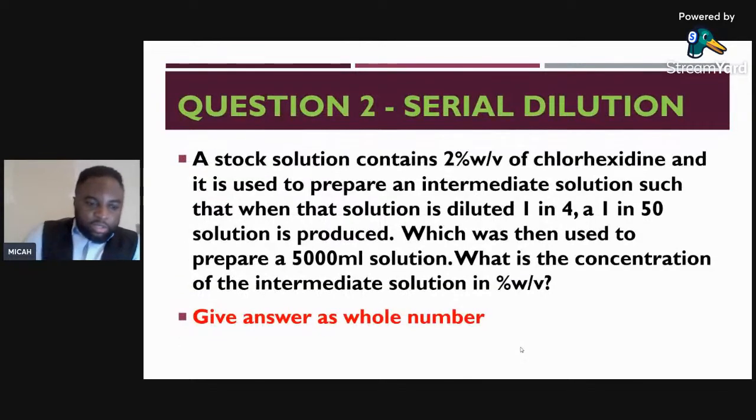Okay, the next question is asking you for the concentration of the intermediate solution. This one you can literally do in 30 seconds. Have a look, guys, and tell us, what do you think the concentration of the intermediate solution is? You literally can do this in 30 seconds because there's the formula for intermediate concentration, which is final concentration times dilution factor. So try and see if you can get the correct answer to this question.